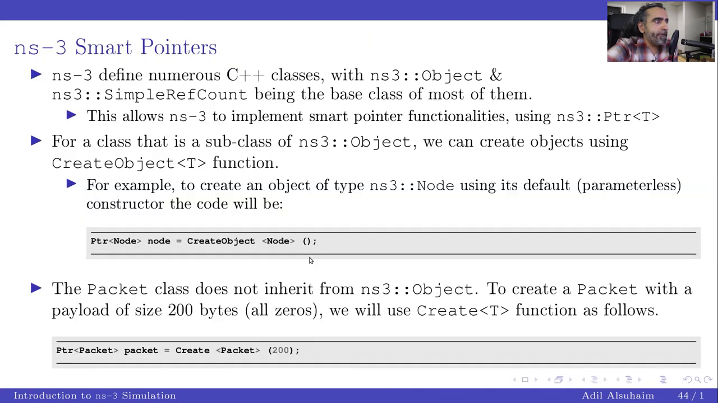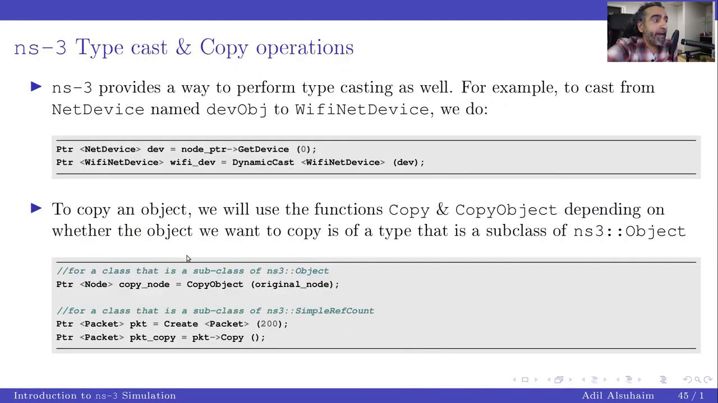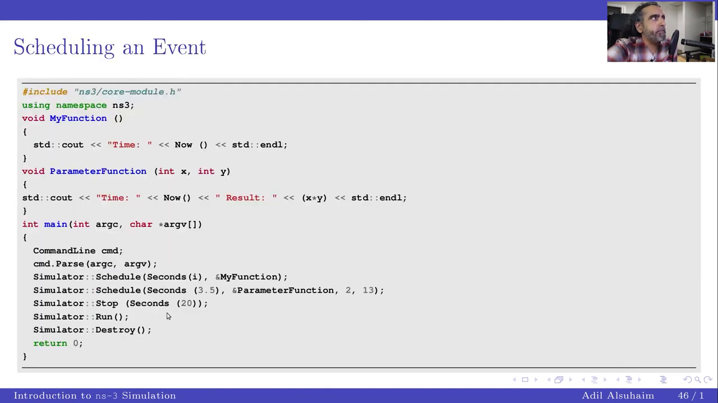Let me go back here. You can copy using CopyObject. So I can copy a node to another node, just in case you want to use that functionality for whatever reason. And because Packet is not a subclass of ns3::Object, you copy a packet by just using the function Copy, packet pointer to packet copy. Then you can get a copy of that packet.